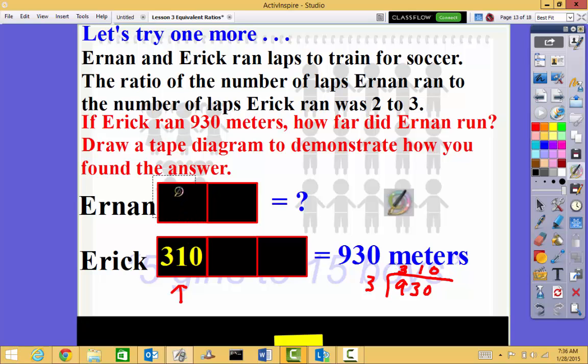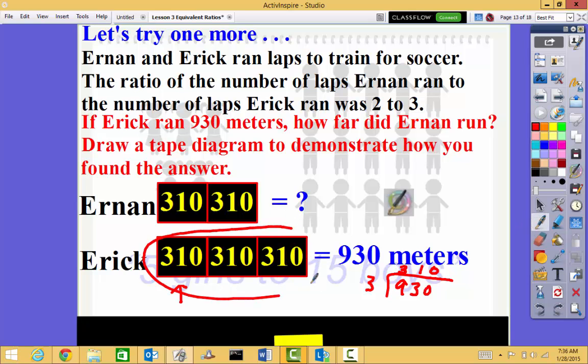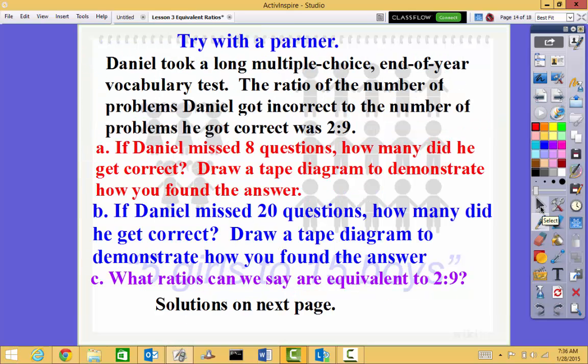How far did Ernan run? Well, it's the same size. This square is the same size as this square, so 310. There's my 310. Here's my 930. Ernan ran 310 plus 310. So Ernan ran 620 meters. Good job, Ernan.